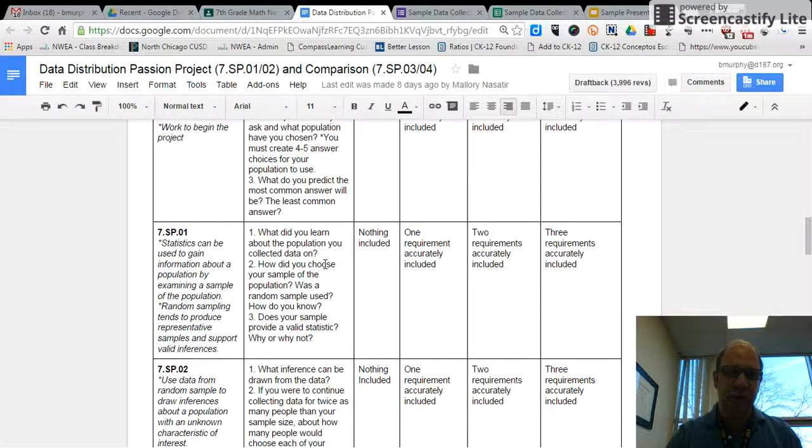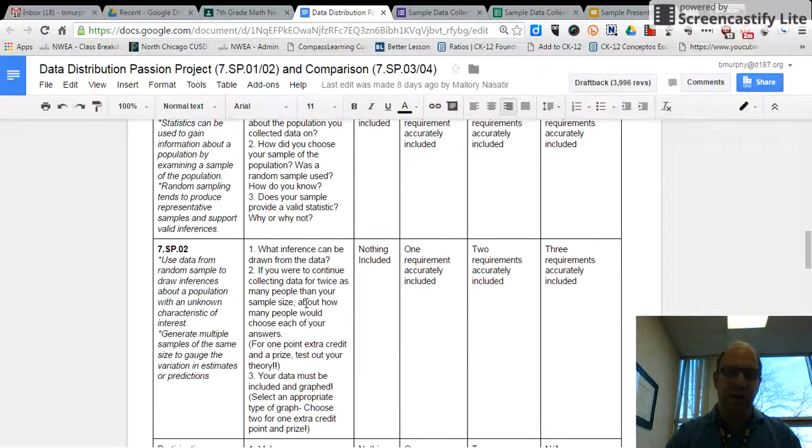This second part, what did you learn about the population you collected data on? How did you choose your sample of the population? So we chose the population. How did you choose the sample? You and your partner should have done something different. Was a random sample used? How do you know? You don't have to use one. You just need to tell me if you used a random sample and how do you know? And does the sample provide a valid statistic? Why or why not? These are questions you have to answer, and you'll answer them at the end.